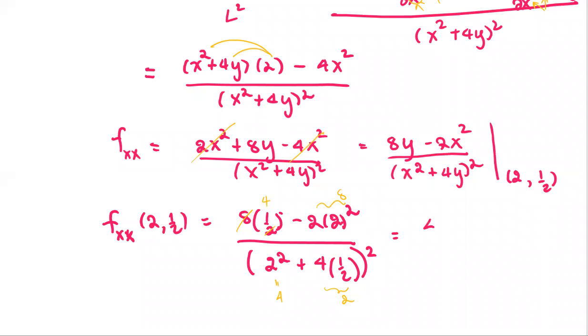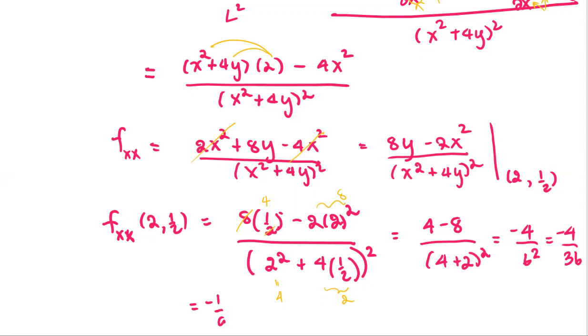Let's clean up real quick. 4 minus 8 on the top divided by the quantity 4 plus 2 squared on the bottom, or negative 4 over 6 squared, which is negative 4 over 36. And that number simplifies to negative 1 over 9 as fxx at (2, 1/2).